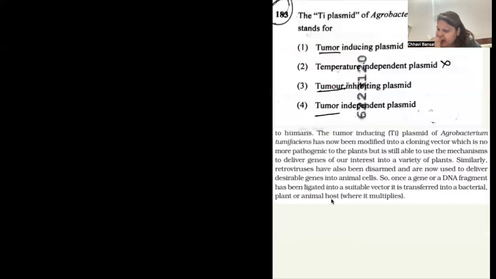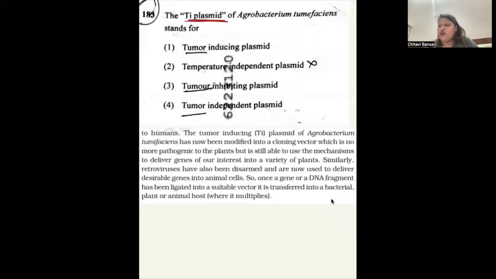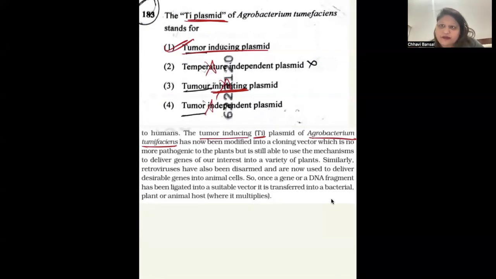Okay. Next is the Ti plasmid of Agrobacterium tumefaciens. This topic is taken from the biotechnology applications part. Ti stands for tumor-inducing plasmid of Agrobacterium tumefaciens, right? So tumor-inducing plasmid is the correct answer. Temperature independent is incorrect. Tumor inhibiting is incorrect. And tumor independent is also an incorrect option. Tumor-inducing plasmid is the correct option that is given in NCERT, in the very first line about the Ti plasmid of Agrobacterium tumefaciens. Clear?